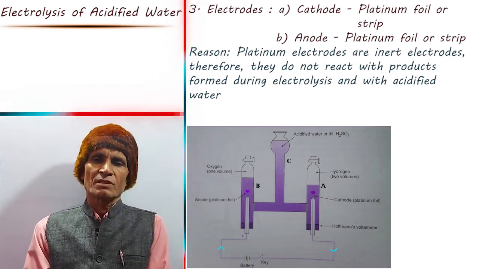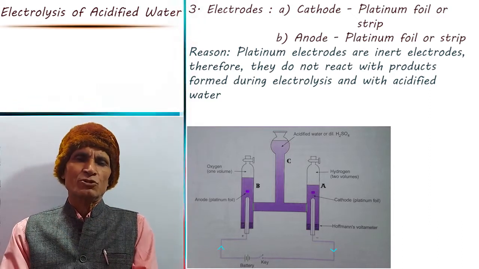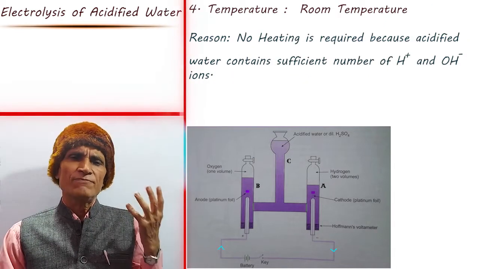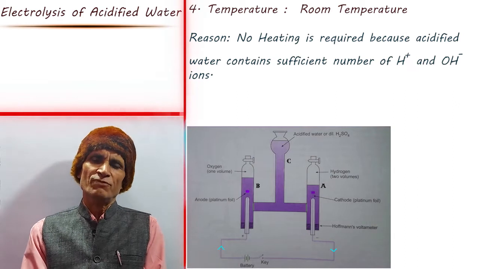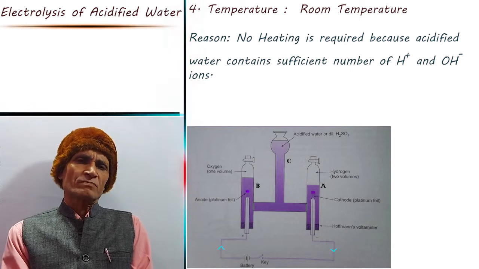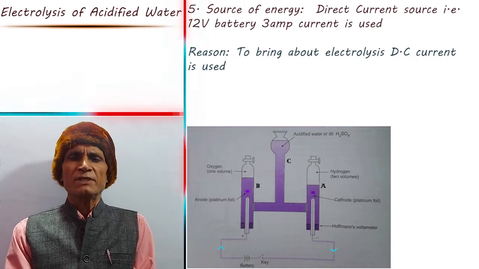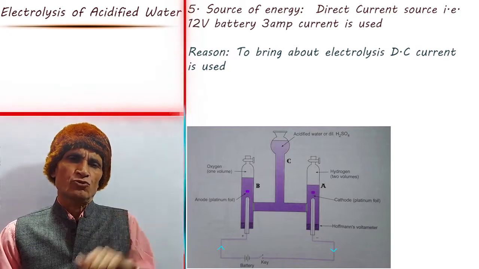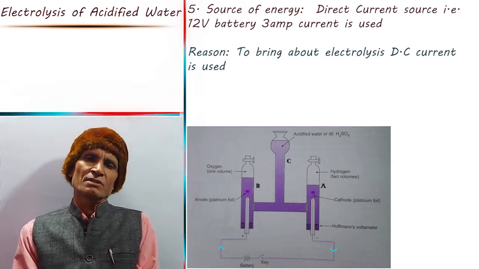Next point, I told you electrolytic cell, electrolyte, electrode. Now let us see temperature. Next, fourth point. This process of electrolysis is carried out at room temperature. Means room temperature is used, around 25 degrees, 28 degrees, 20 degrees, that's all. Next is source of energy or DC power source. Source of energy used in this circuit is a 12-volt battery, which supplies 3 ampere current.